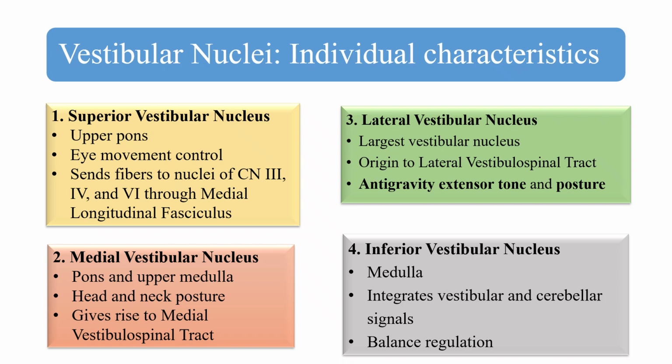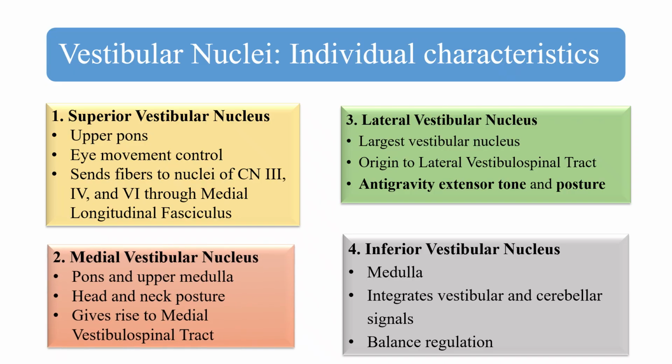This slide is important for those who want to learn more about the nuclei. For example, the first is the superior vestibular nucleus. It's located in the upper pons. It's important for eye movement control. It sends fibers to the nuclei of cranial nerve 3, cranial nerve 4 and cranial nerve 6 through the medial longitudinal fasciculi.